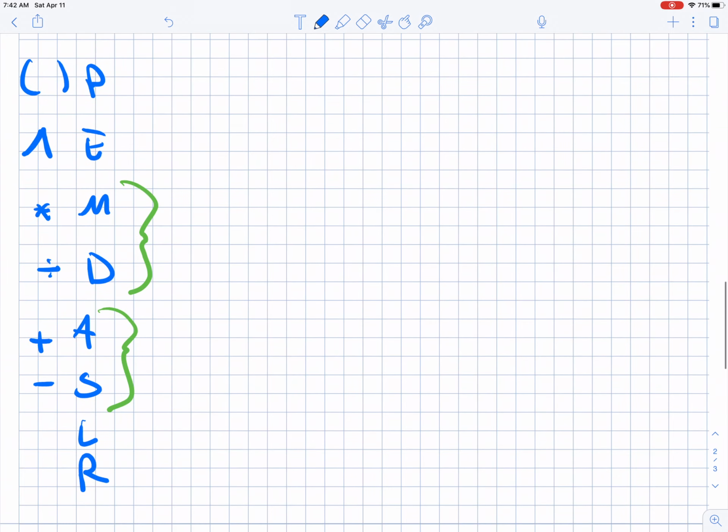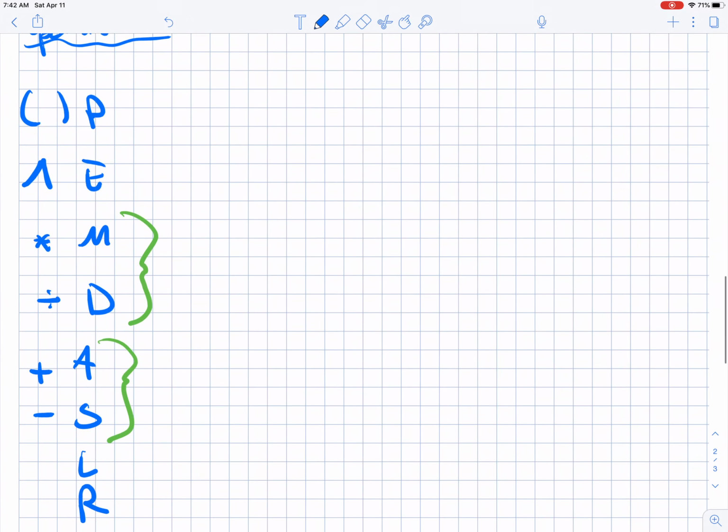So the LR stands for left to right. Okay, so we move from the left to the right. So this is the order in which we focus on priority: the grouping symbols, the nested grouping symbols first, with the innermost group first.